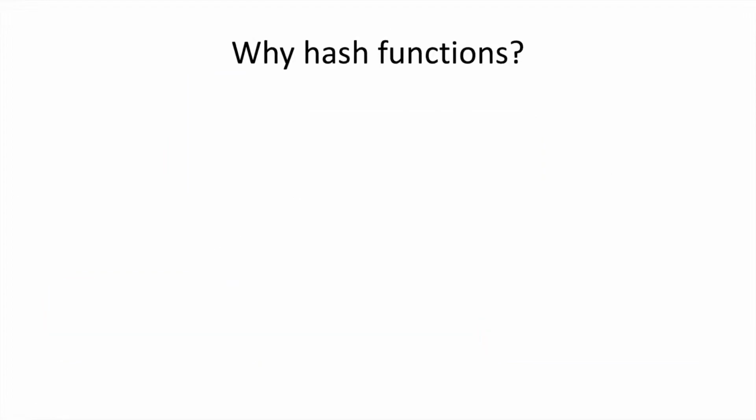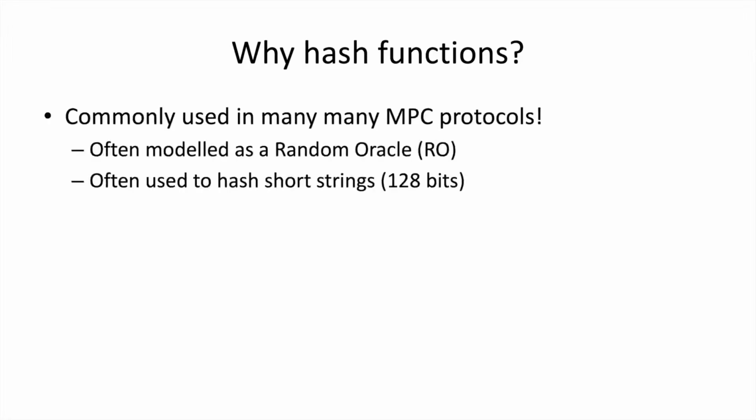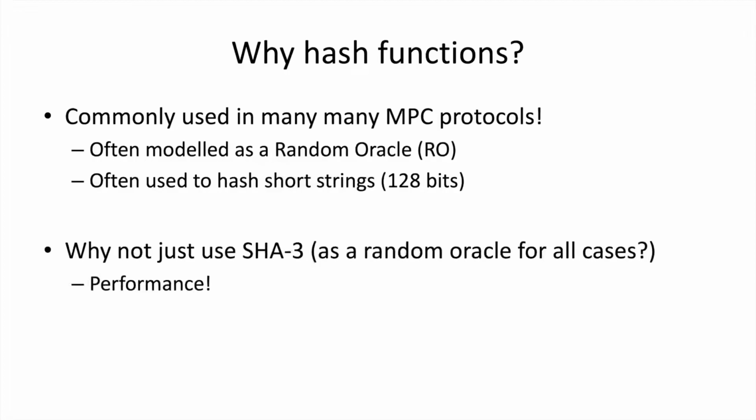Before we go into details, one may ask why we want to focus on hash functions. Well, this is because different kinds of hash functions have been commonly used in many different kinds of MPC protocols. And in particular, in many of them, we often model these hash functions as a random oracle. Another feature is that they are often used to hash very short strings like a 128-bit string or something like this. However, why not just use SHA-3 and model it as a random oracle for all cases? Well, the issue is performance.